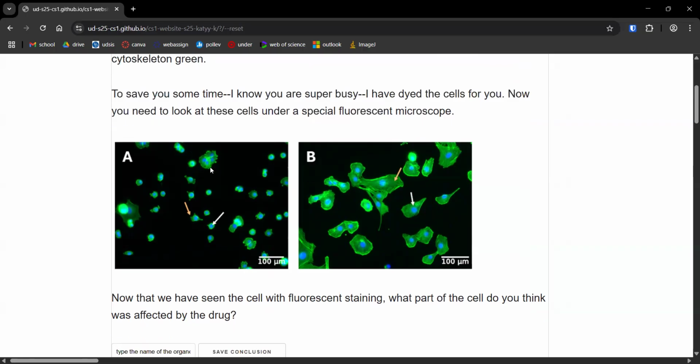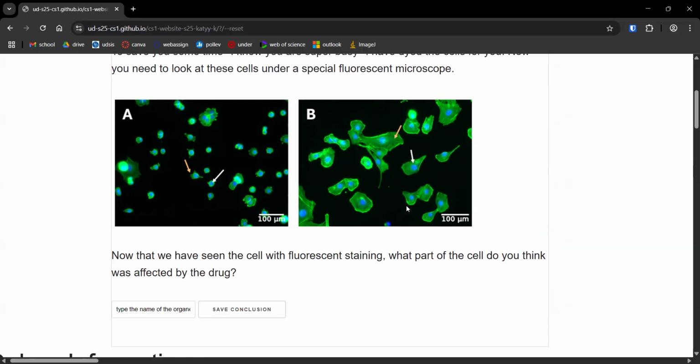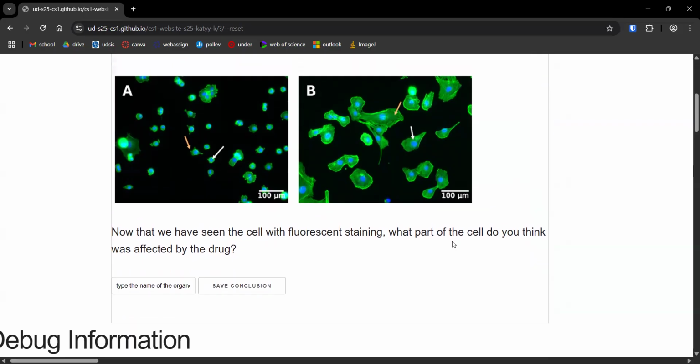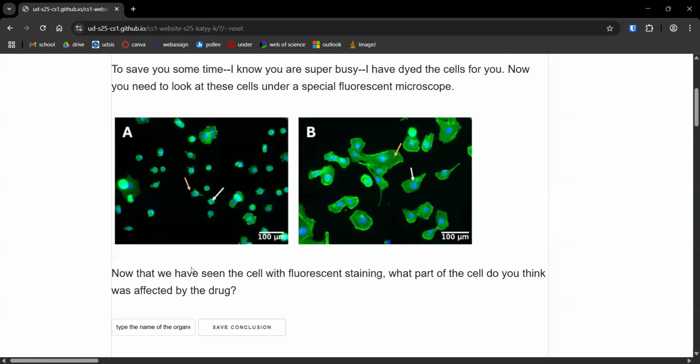And you can see here, there's green all the way around all these cells, and the blue is the nucleus, which is the middle of the cell. And you can see here, there's a lot more green, it's a lot bigger. So now that you've seen the fluorescent staining, I ask you specifically, what part of the cell do you think is affected by the drug?